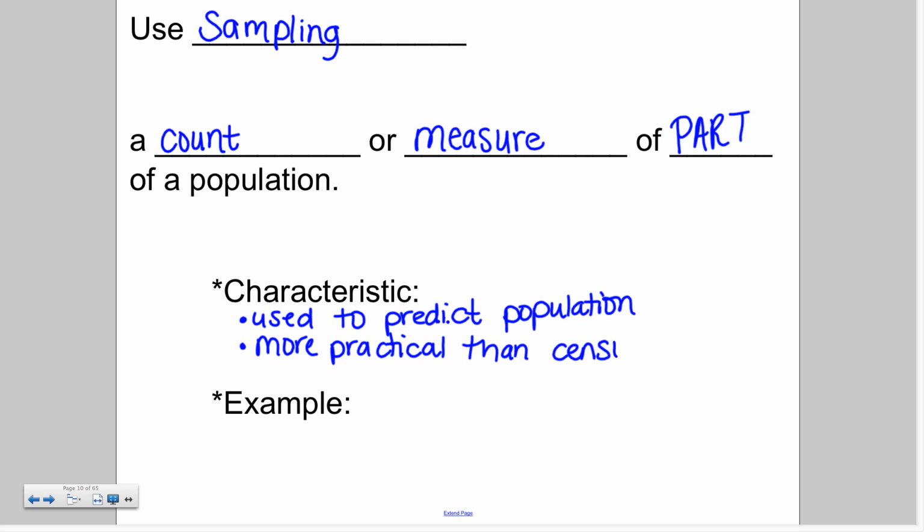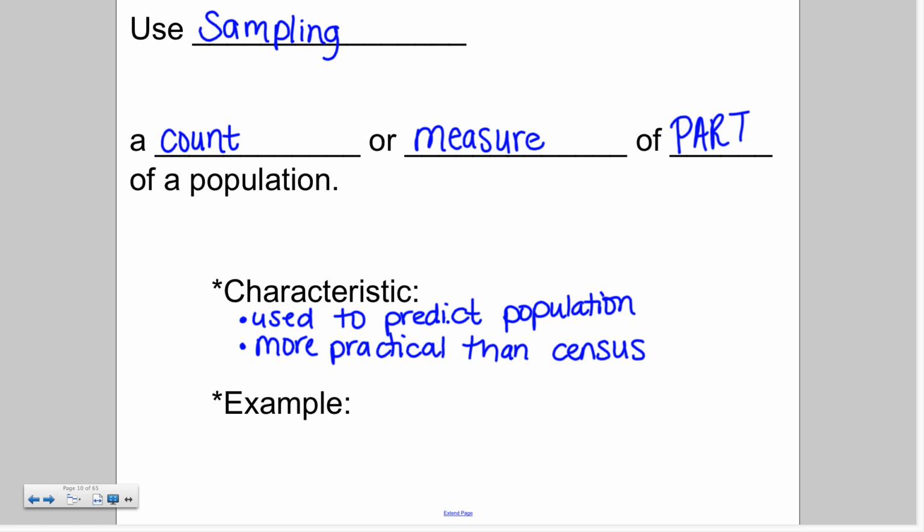And if you remember, I was telling you that with a census you have to go back and ask everyone in the entire population. But if you're using a sample, you only have to ask the part that you took out. So you're getting a little bit smaller group, but you can still predict your outcome based on that.